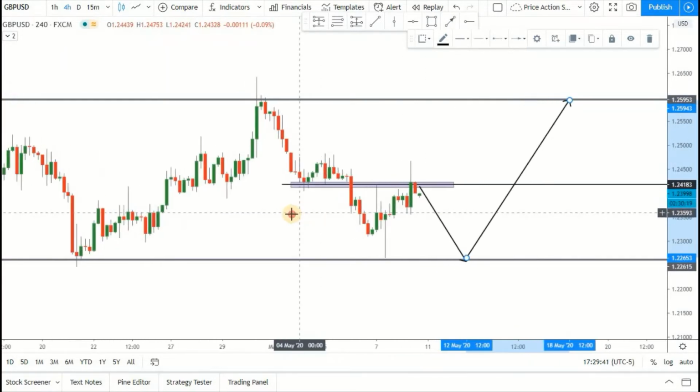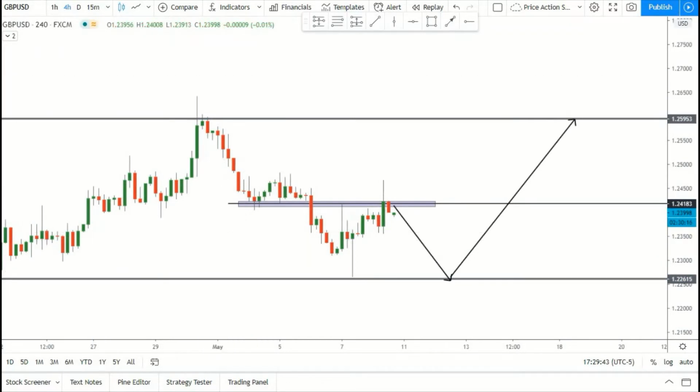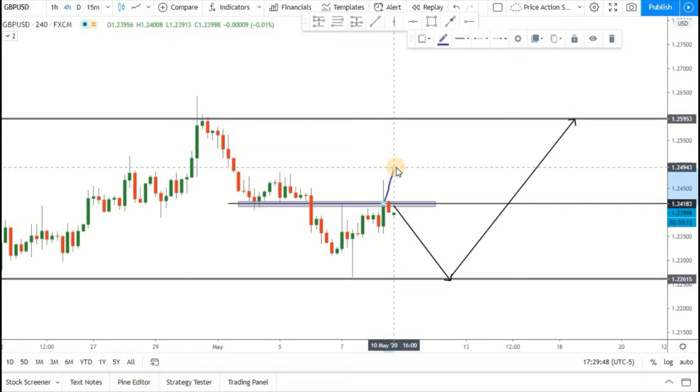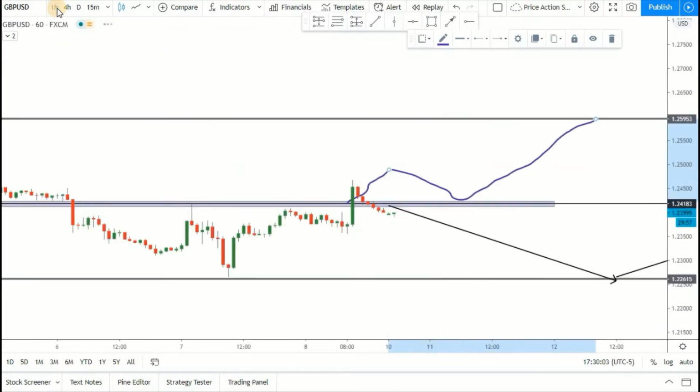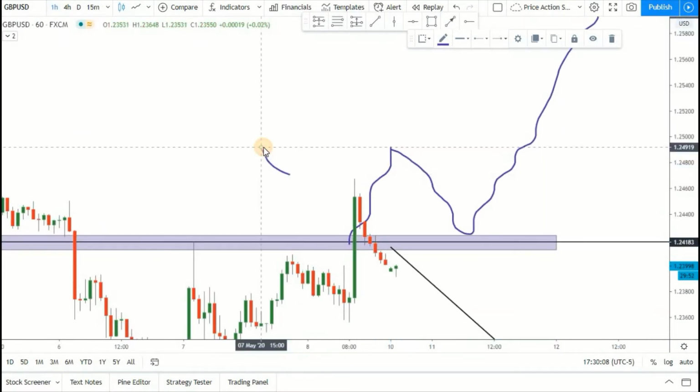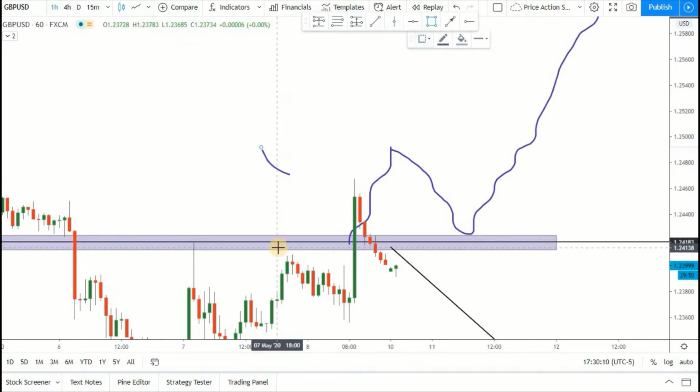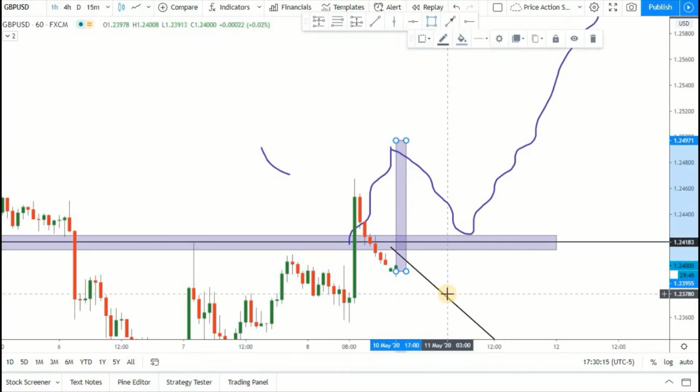Contrary, if we get a break above this level right here of 1.24, we look for a retest and a continuation up to 1.25953. Alright, so let's wait, let's see what's going to happen in the daily chart. I believe, based on the structure of this, we may just get a massive breakout to the upside.